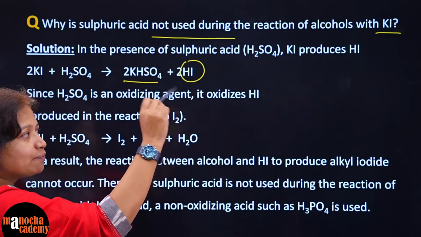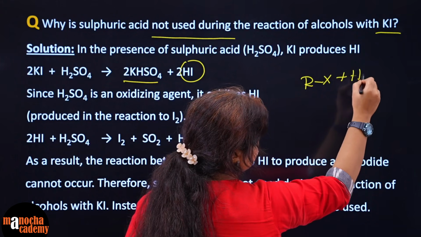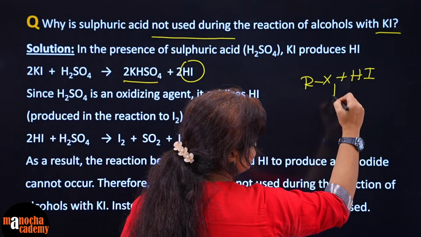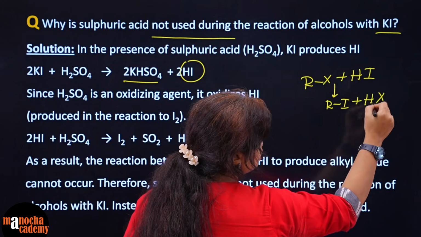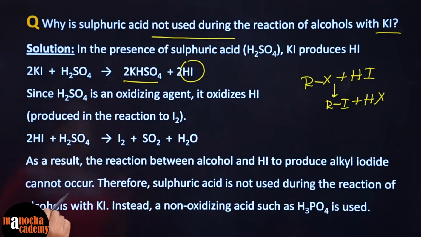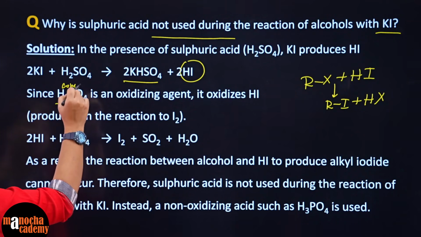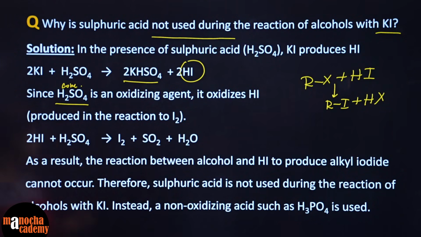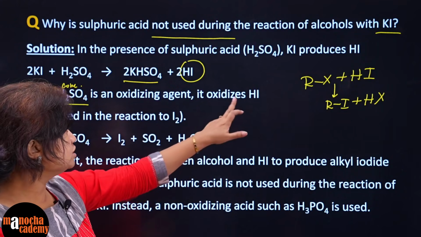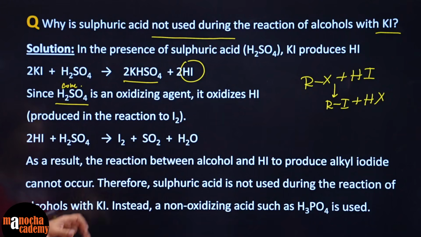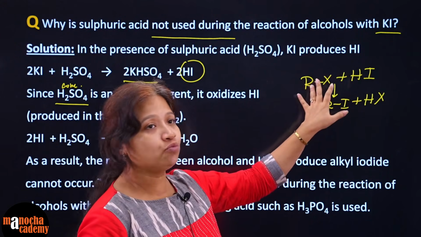This HI is supposed to react with ROH, isn't it? We expect this to happen. ROH will react with HI as we have seen before to give us RI plus H2O. This should have been the reaction. But then what actually happens? Sulfuric acid we are using is concentrated, and it's an oxidizing agent, and HI is more susceptible to oxidation. So it oxidizes HI, and what do you get here? Iodine.